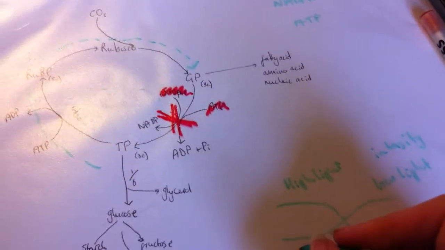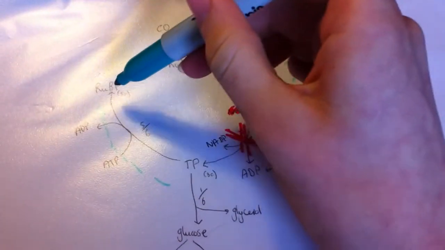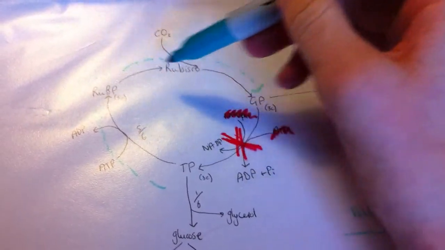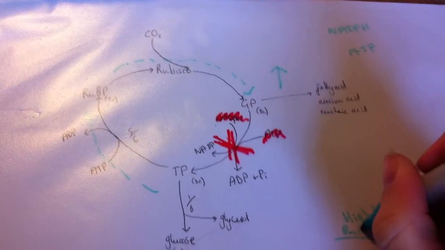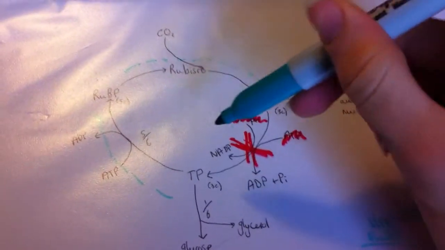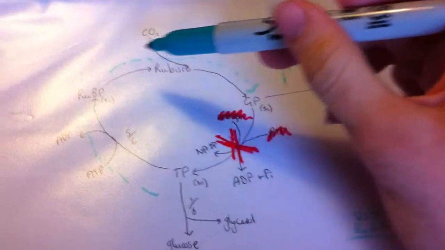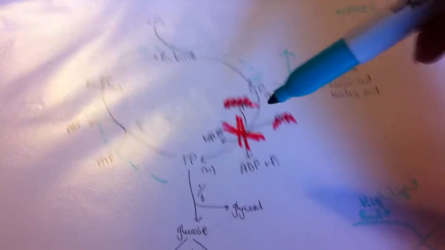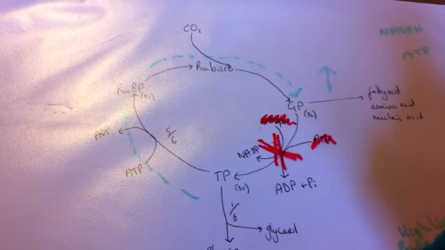So you end up with a build-up of GP, so GP increases, and because RuBP is still being converted to GP, your RuBP decreases, and your TP is going to decrease because it's still being converted to RuBP. So instead of being a cycle, it just ends up being a one-way reaction sort of thing.